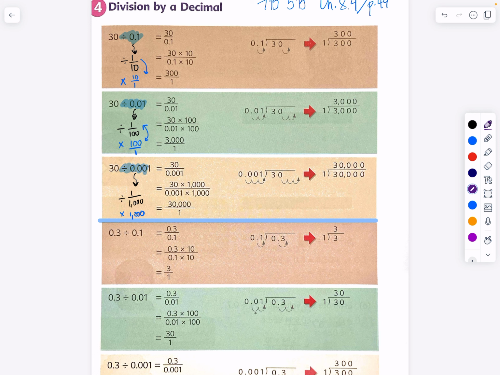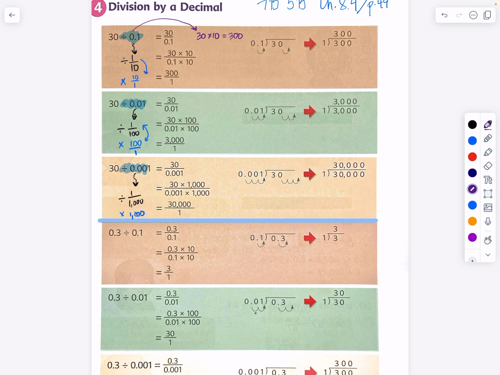I want you to understand that as we divide by a decimal, we can end up with much larger quotients. For example, 30 divided by 1/10, let me write it here, is the same as 30 multiplied by the reciprocal of 1/10, which is 30 times 10 equals 300.